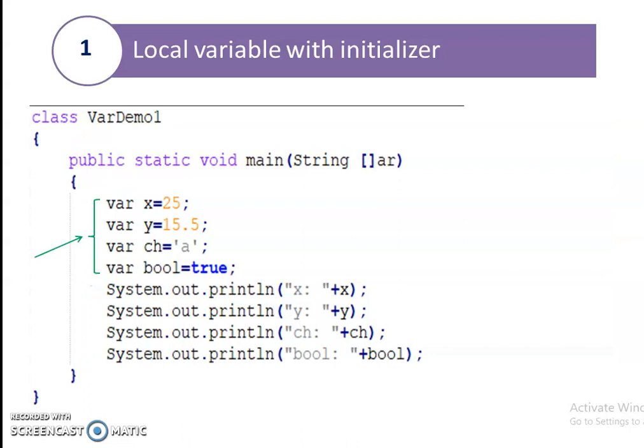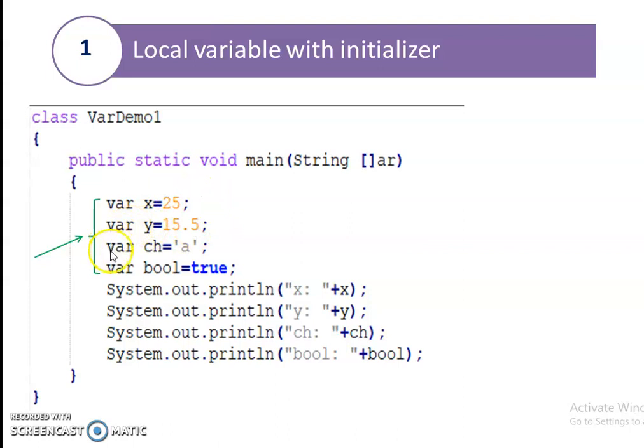So the first case is local variable with initializer. Here we have a class named var_demo1. Inside this class we have the main method. Now we are writing var x equals 25. So here the data type of x will be int because we are assigning an integer value to it. In the next statement we are writing var y equals 15.5. So now we are assigning a double value to it.